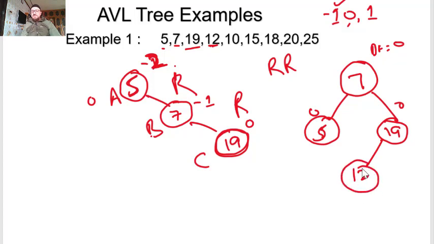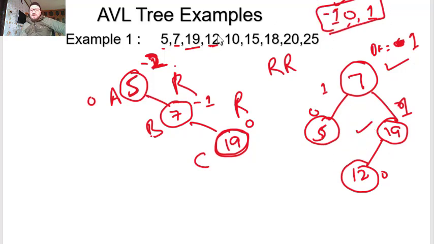Now check, after every insertion you have to check the balance factor. Balance factor of 12 is 0, because 0 minus 0. 19 is 1 minus 0, that is 1, no problem whatsoever. For 7, left subtree height is 1, okay, and right subtree height is 2. So 1 minus 2, that is negative 1, no problem, it's okay. And for 5 it is 0, because 0 minus 0 is 0. So we have here 0, negative 1, 1, 0, so it's all in this range, so it's okay.